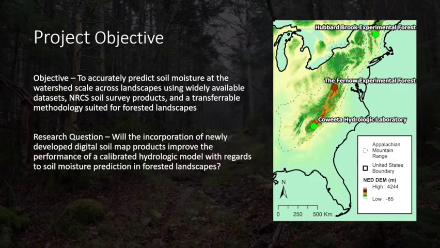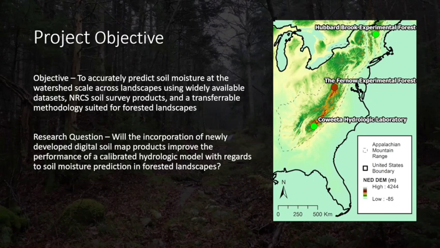So a little bit about the project objective, what I work on. I've reworded the objective just to make it more digestible. But my main objective is to accurately predict soil moisture at the watershed scale across landscapes using widely available data sets, NRCS soil survey products, and a transferable methodology suited for forested landscapes. Phrased as a research question, it's will the incorporation of newly developed digital soil map products improve the performance of a calibrated hydrologic model with regards to soil moisture prediction in forested landscapes?